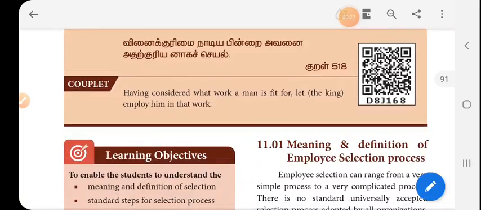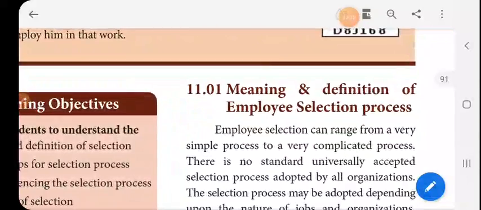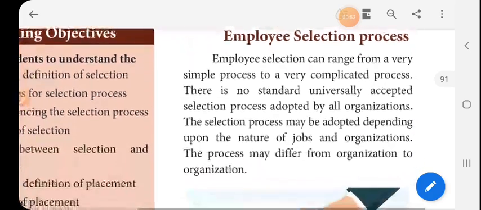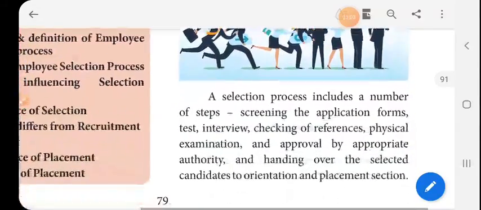Employee selection can range from a very simple process to a very complicated process. For example, in a company, employee selection is a very important procedure. It is a simple as well as a complicated process. There is no standard universally accepted selection process because it is adapted for all organizations. The selection process may be adapted depending upon the nature of jobs and organization. The process may differ from organization to organization.